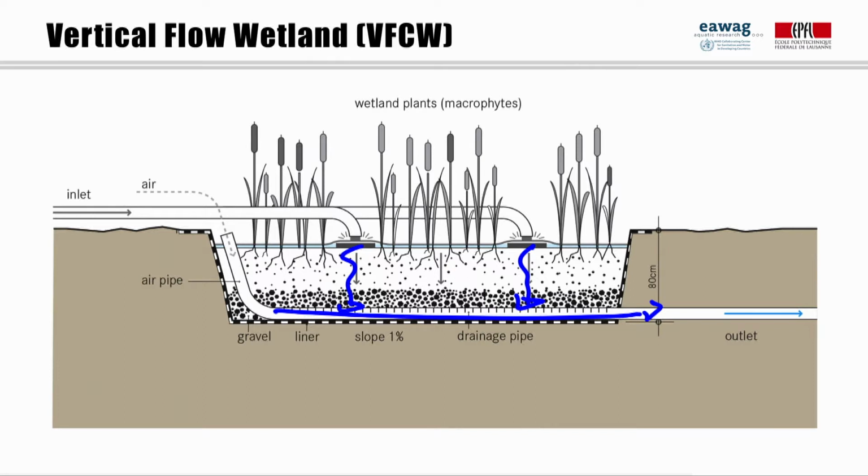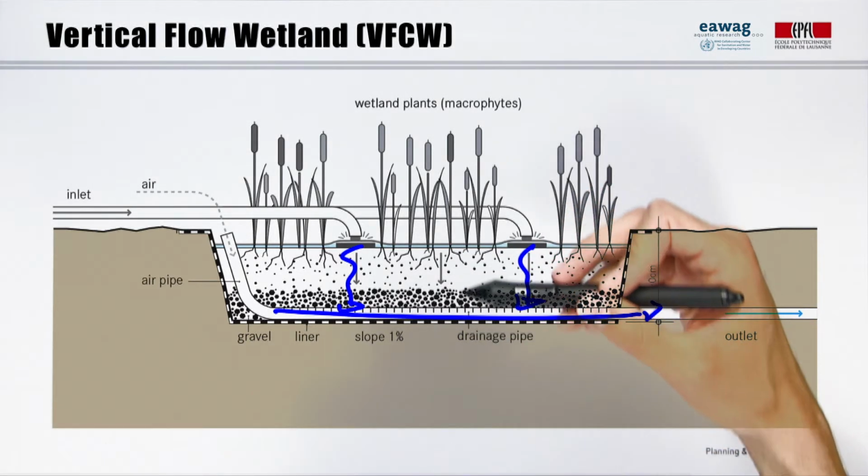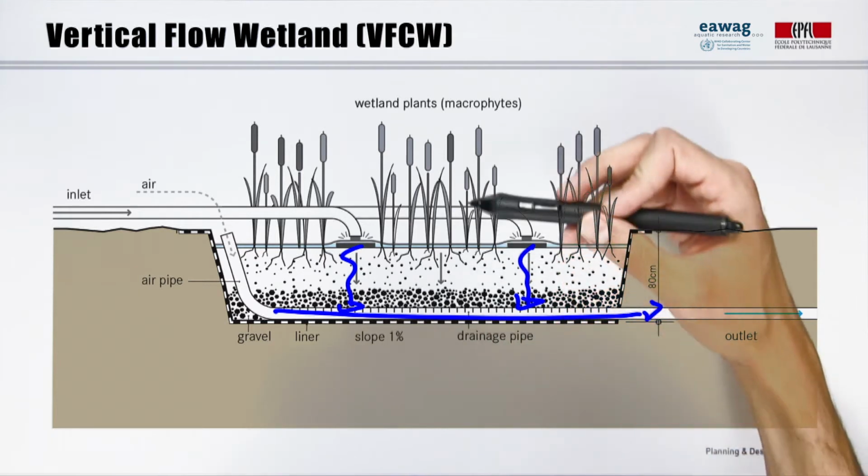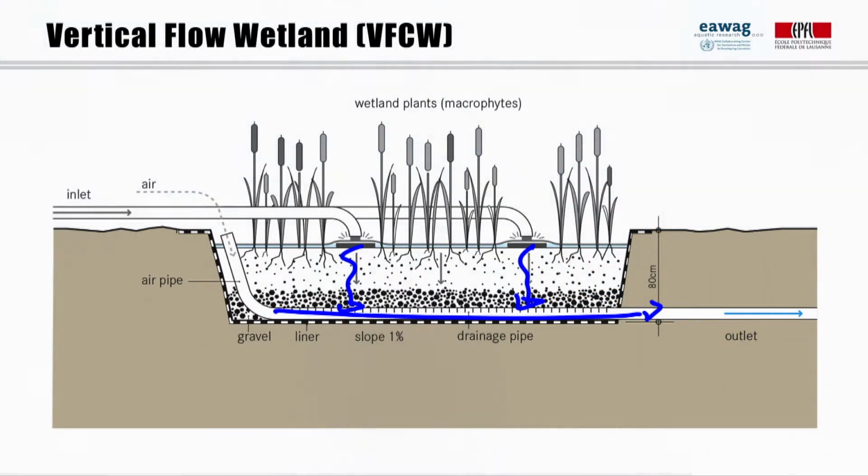rather the aerobic conditions. The wastewater is applied intermittently, 4 to 10 times a day. Thus, the filter goes through stages of being saturated and unsaturated, and accordingly, different phases of aerobic and anaerobic conditions. With this regime, there is less clogging risk than in a horizontal subsurface flow wetland. Other than that, the treatment processes are the same as in the horizontal flow wetland.